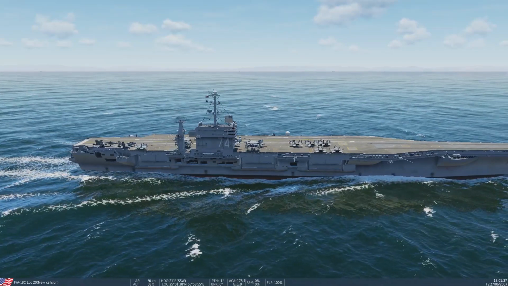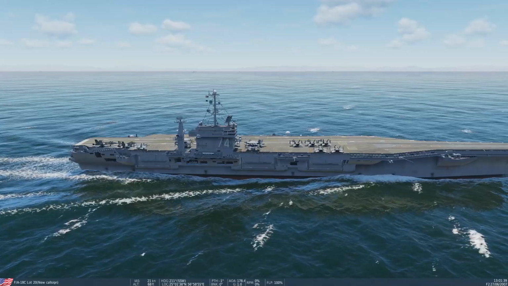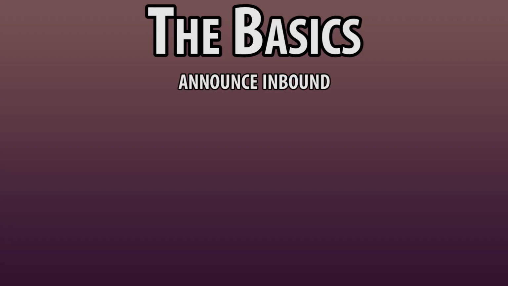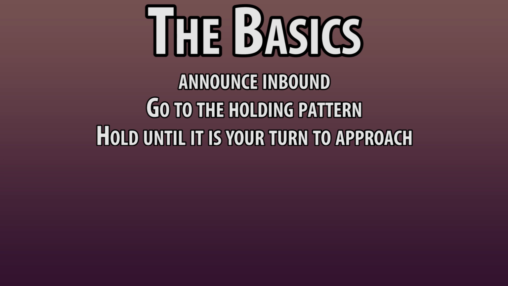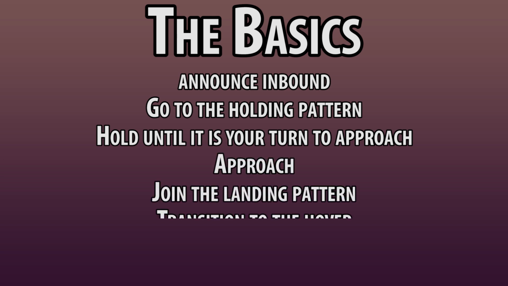The process of landing on either of these ships would be: contact the Marshal controller to announce inbound and get instructions, go to the holding pattern as instructed, hold until it is your turn to approach, join the landing pattern, transition to the hover, and finally land.